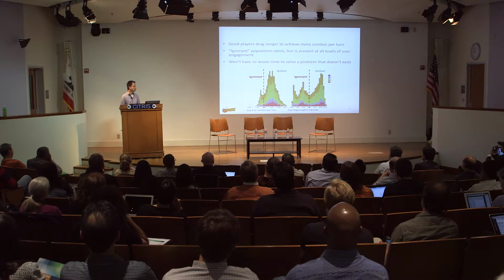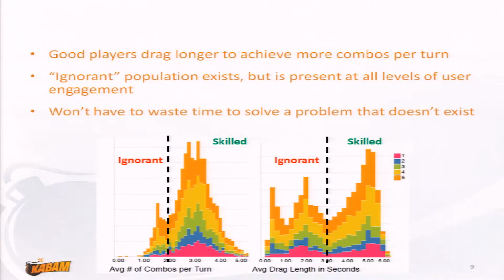So the two things that are critical that we can measure is how many combos you can generate, and how long is your drag move. And we know that for good, skilled players, they would drag longer and do these crazy moves that will generate a lot of combos. And an ignorant player like me would just do these simple moves of moving one tile at a time and just get maybe one combo each time.